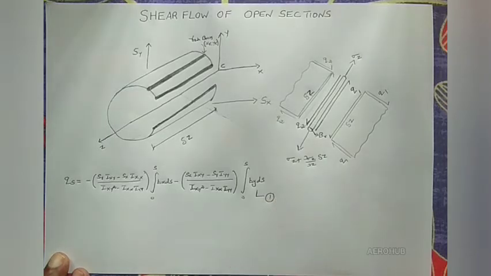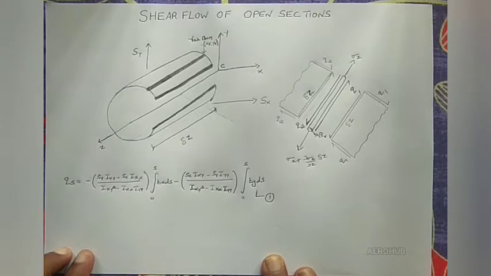This is the equation we used to find the shear flow distribution for an unidealized open section beam. This equation we used to find the value of shear flow for the section which is not idealized. Now we will make some changes in this equation, and then we will use that equation to find the shear flow for idealized open section beams.